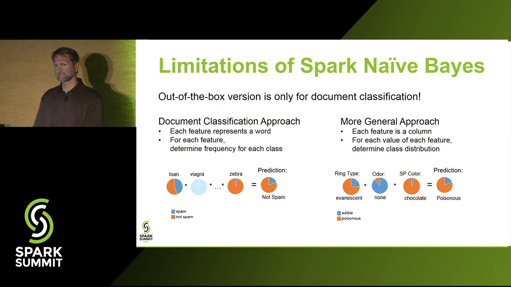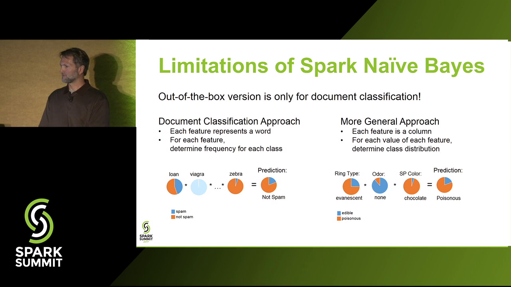On the right is our more general approach. And now every feature is a column, not just a single word. And for every column, you have many different values. And if the column is continuous, we need to discretize it so it has different values. And for each of those values, we're going to have a distribution with respect to the target.